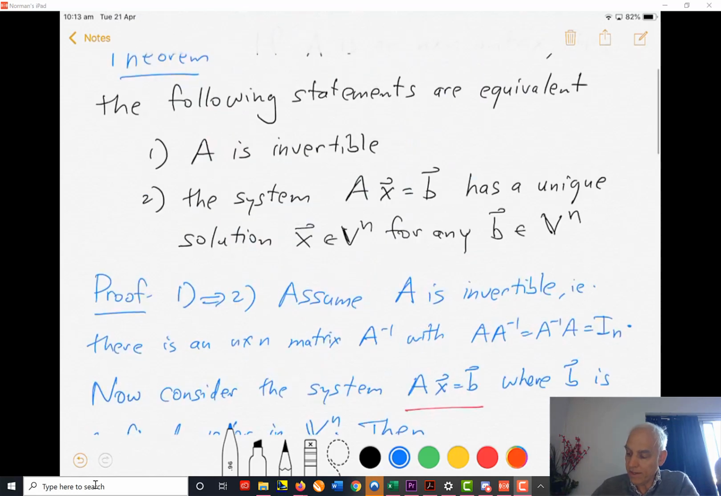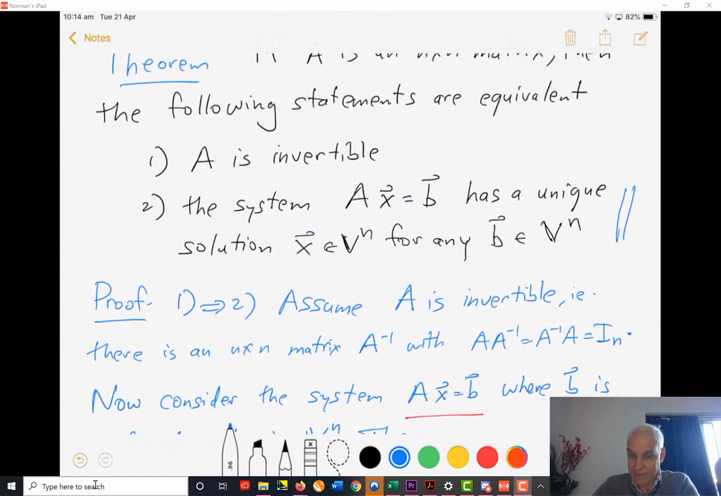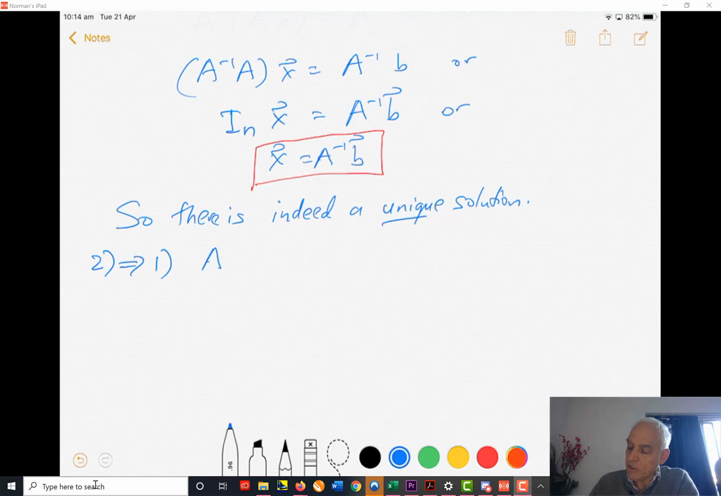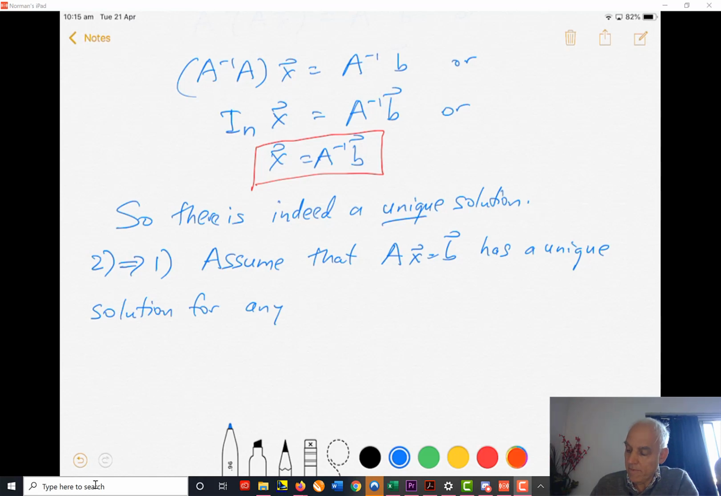We're going to assume that the system AX equals B has a unique solution X in Vn for any B in Vn, and we're going to try to prove that A is then invertible. So let's assume that AX equals B has a unique solution for any vector B in our n-dimensional space.